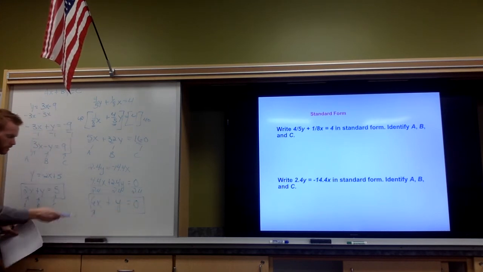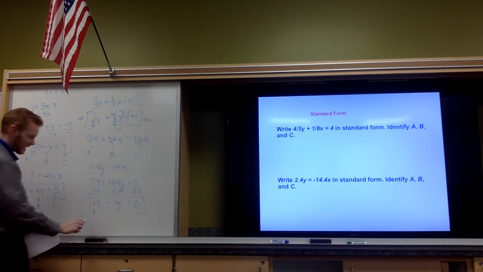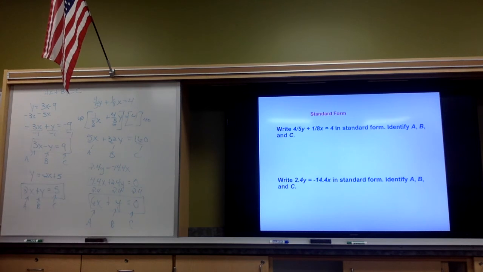I think I'm done. 6, 1, and 0, the GCF is 1. I think we're safe to say yes. This is the A value, this is B, and this is C.